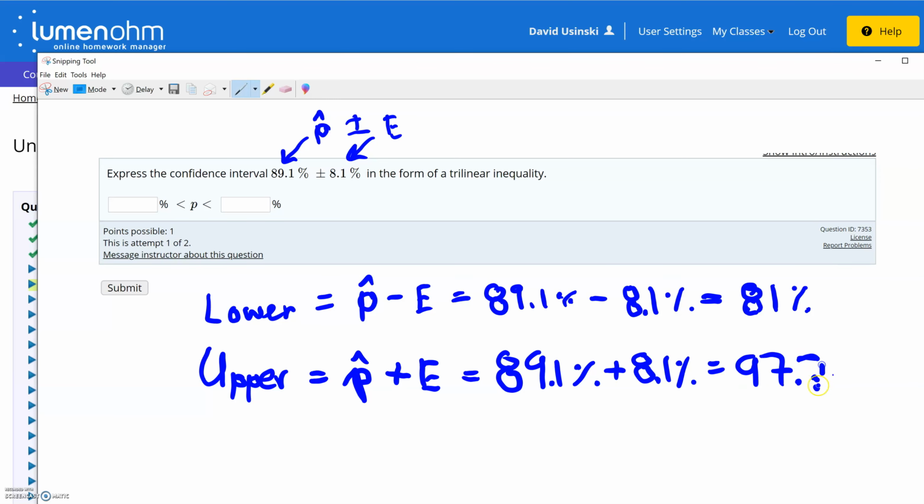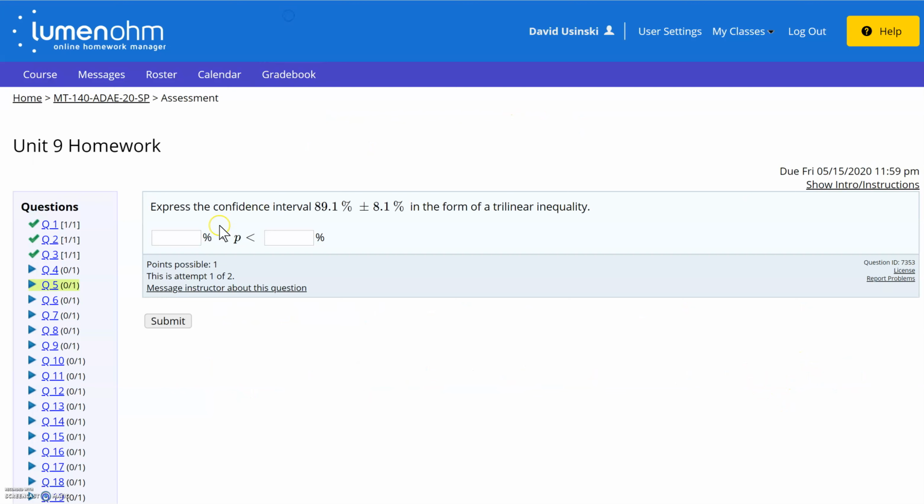Oh, I'm losing my, why won't it write right here? Oh, this is just a bad part of the touchscreen. 97.2%. Okay, so now let's type in those values to see if they're correct. So the lower value would be the 81%, and the upper 97.2. So 81. I don't have to type the percent sign as it's already right there next to the answer blank. And then 97.2. Let's do submit.